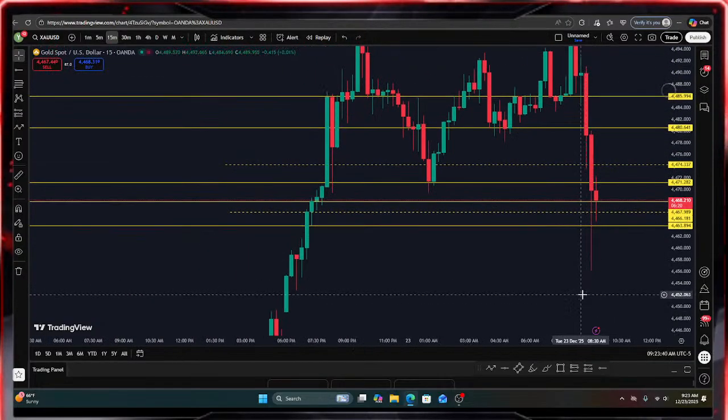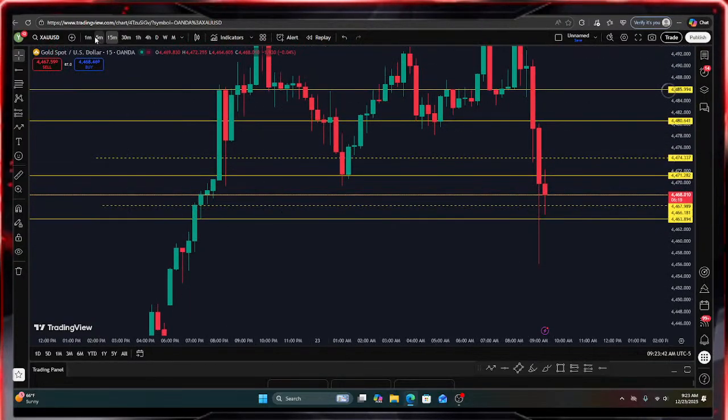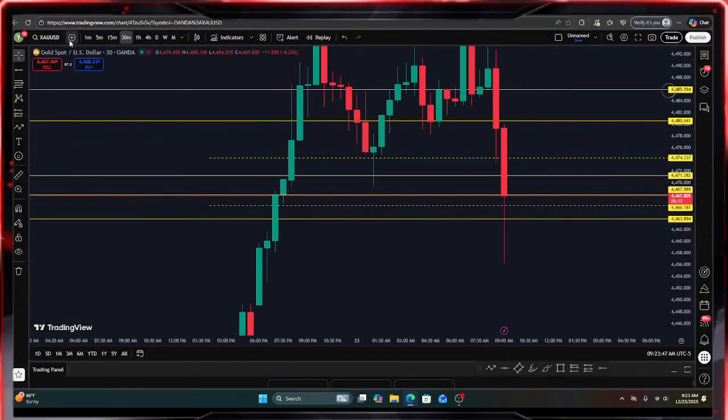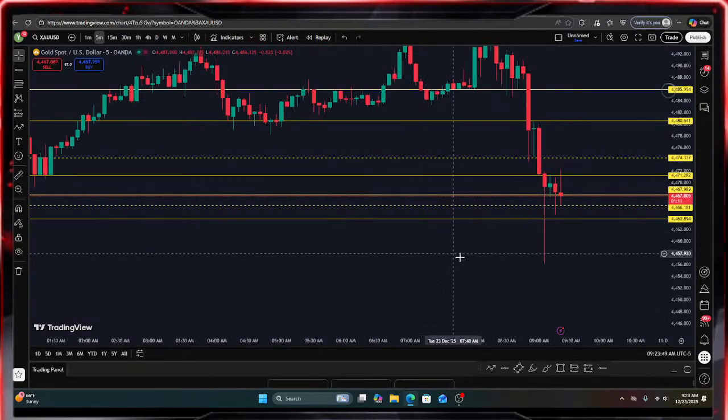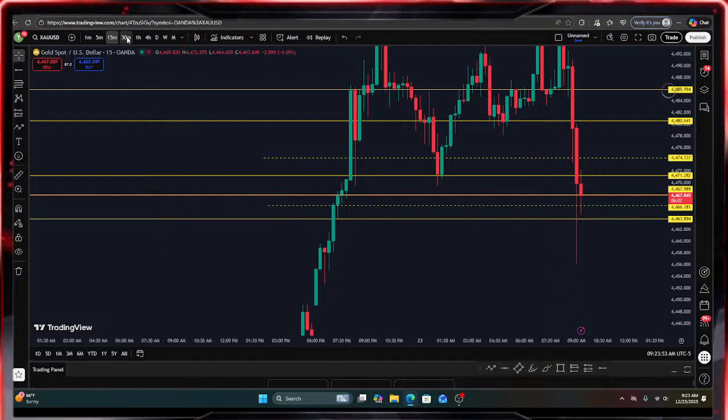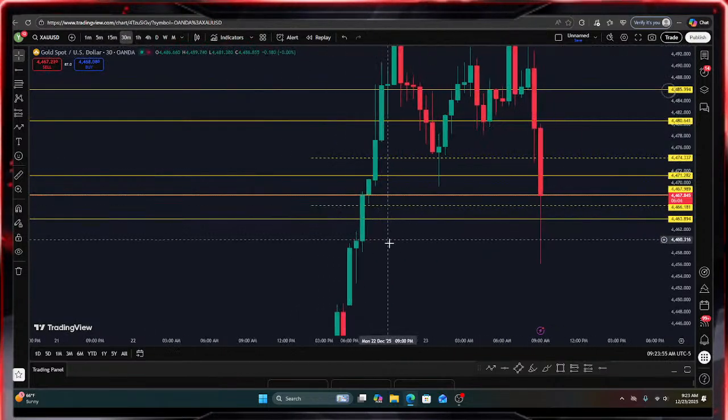Got our 6 minutes until the 15 close. So chat, I'm gonna wait 6 minutes and see how we close. On the high time frame close, we're gonna have a better understanding of price.